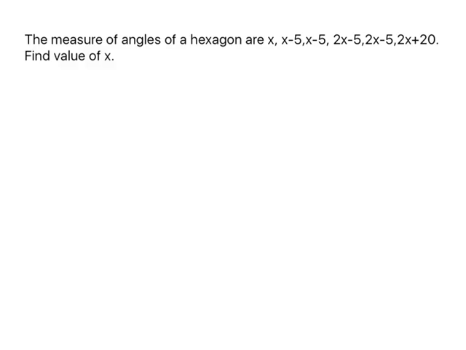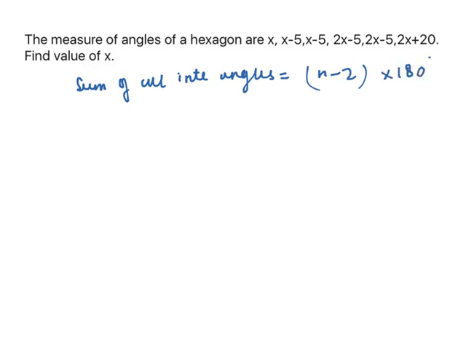Now in this we will use the formula: sum of all interior angles of a hexagon will be (n minus 2) into 180. Here n is 6, as this is a hexagon and a hexagon has 6 sides. So we will put n as 6. (6 minus 2) into 180 degrees. It means 4 into 180 degrees, that will give us 720 degrees. It means sum of all interior angles is 720 degrees.